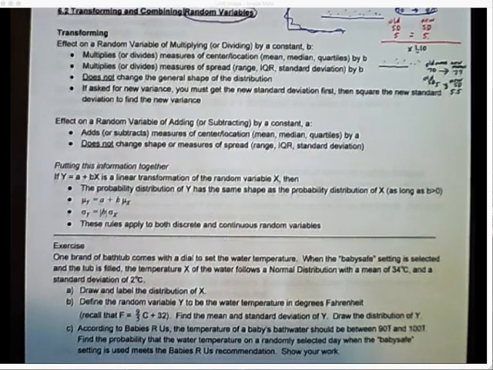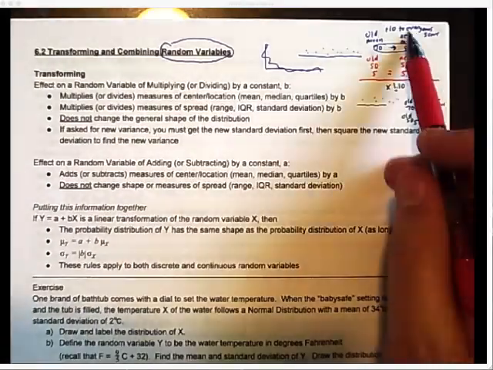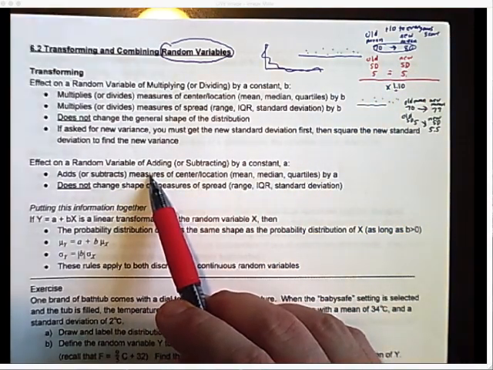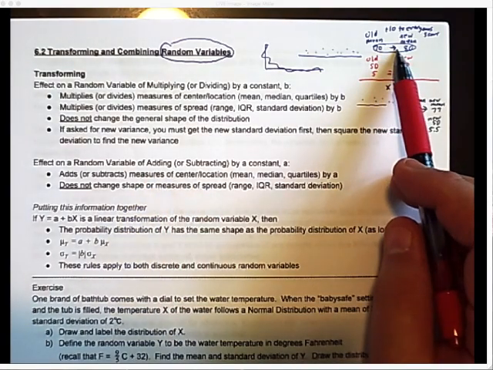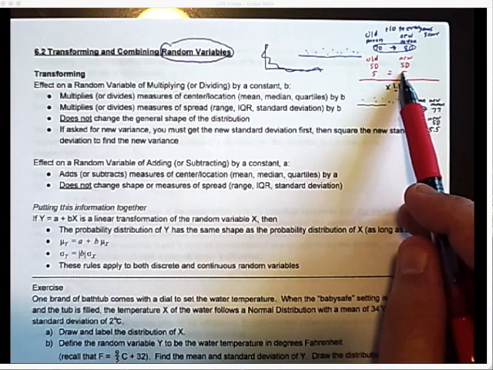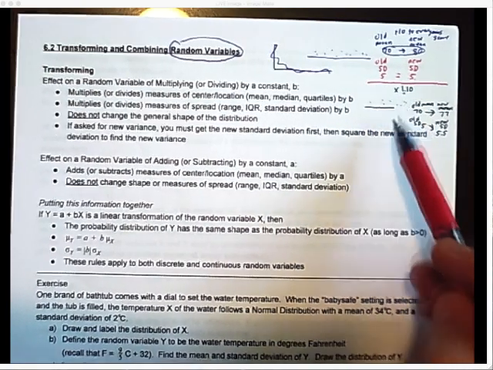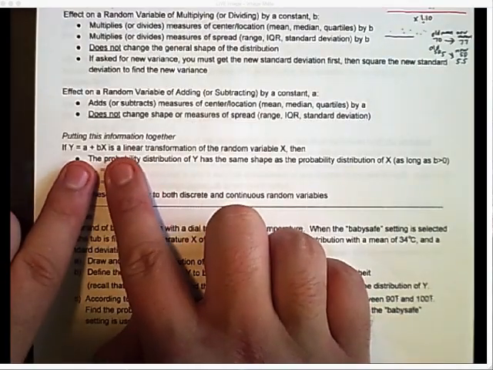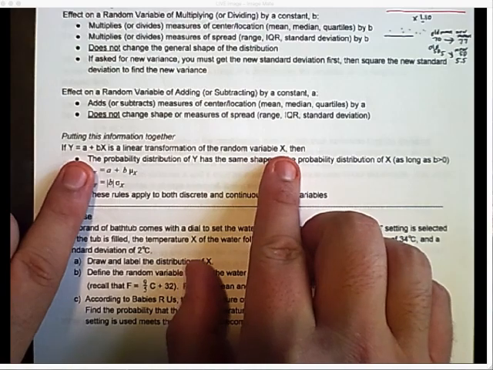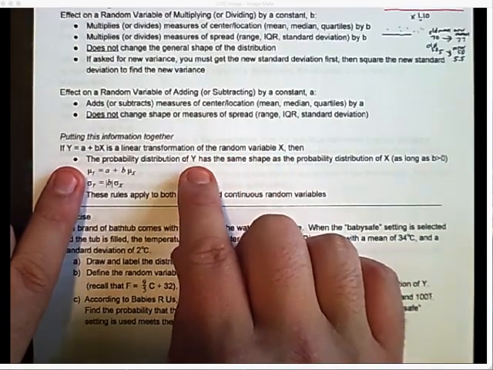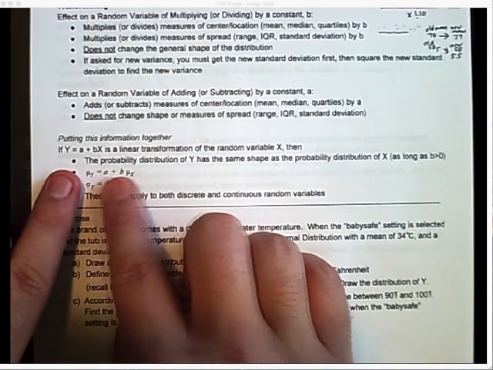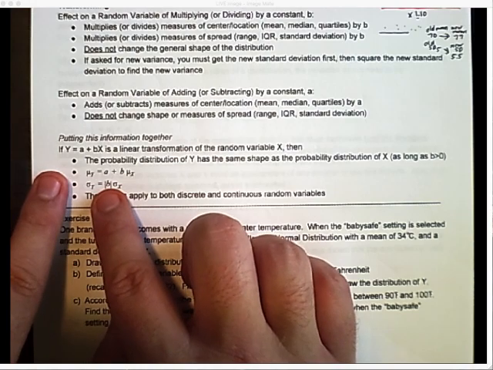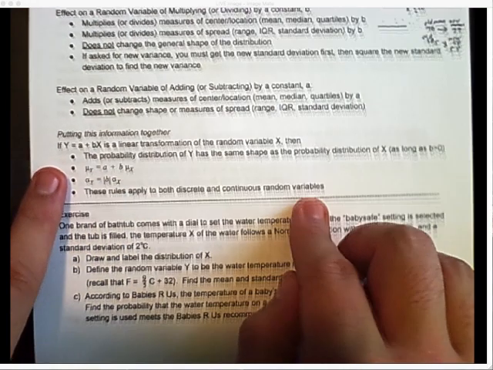Now, what about if you simply add a number? If you just add a number to a random variable, it's going to add to the mean, but it's not going to change the standard deviation. So everything we said before still applies. The bullet down here says if y equals a plus bx is a linear transformation of the random variable x, then the probability distribution has the same shape. Here's how we find the new mean, and here's how we find the new standard deviation. These rules apply to both continuous and discrete random variables.